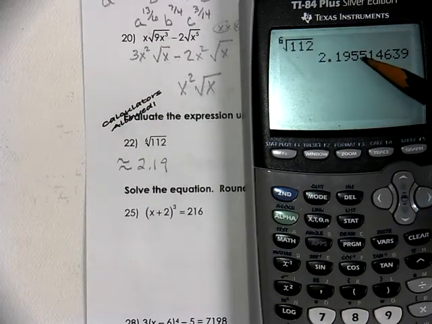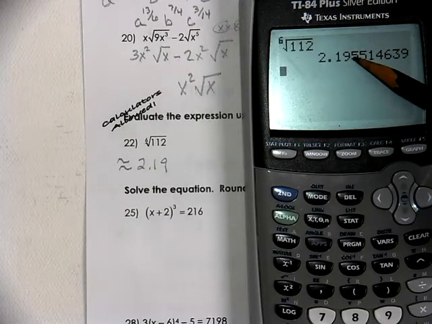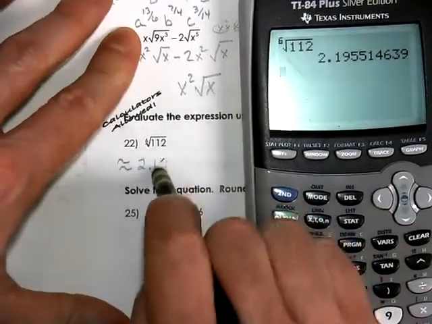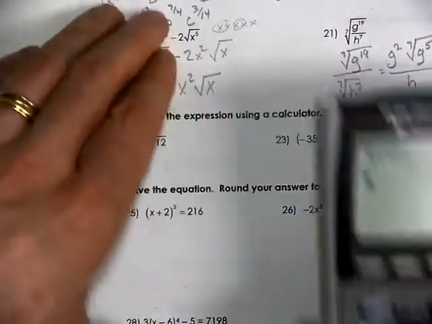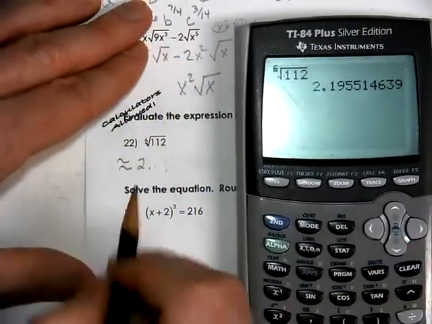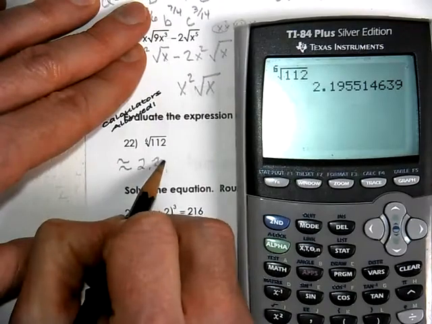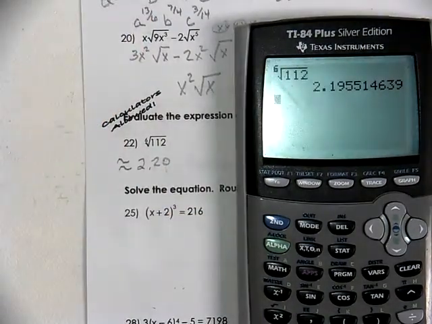Now, if we're rounding to the nearest hundredth, maybe we would go to our tenths, hundredths, thousandth spot, and that would actually round up. So if we're rounding to the nearest hundredth, like the directions request, it might be best to call that 2.20.